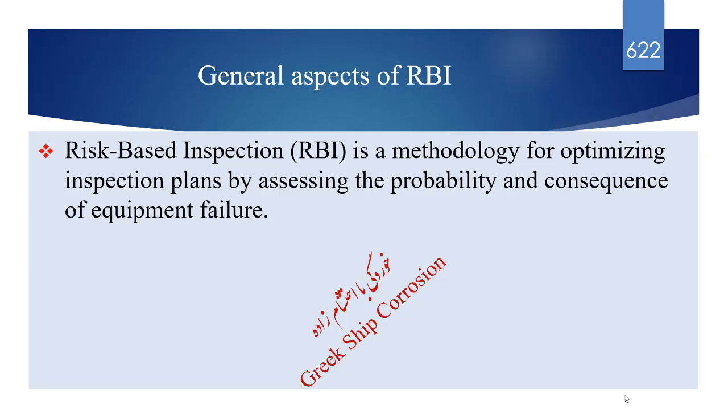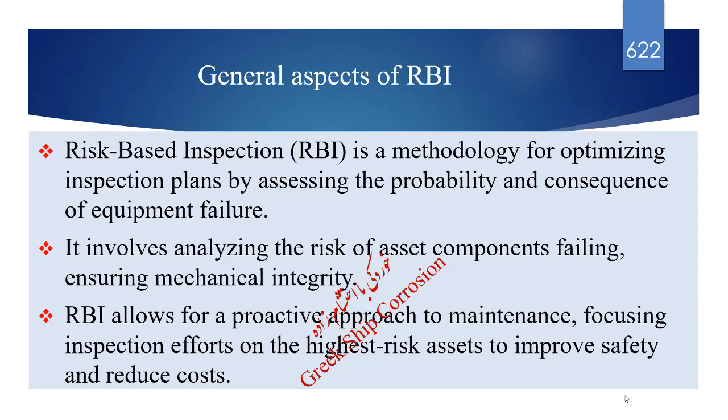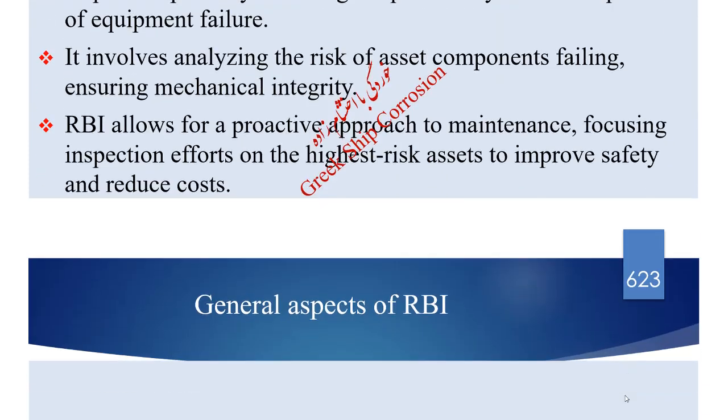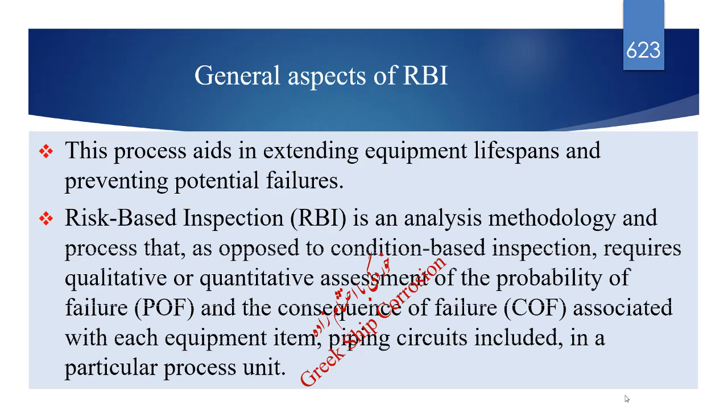General aspects of RBI. Risk-based inspection is a methodology for optimizing inspection plans by assessing the probability and consequence of equipment failure. It involves analyzing the risk of asset components failing, ensuring mechanical integrity. RBI allows for a proactive approach to maintenance, focusing inspection efforts on the highest risk assets to improve safety and reduce costs. This process aids in extending equipment lifespans and preventing potential failures.